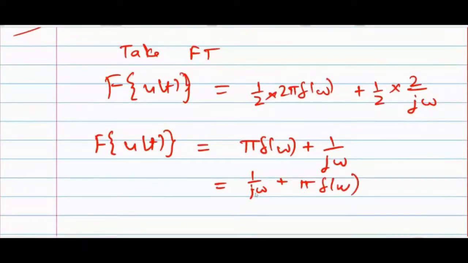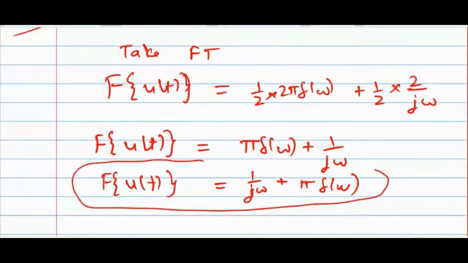In some books, you may find Fourier transform as 1 by j omega. That is incorrect because they are not considering the continuity. So this is how we can determine the Fourier transform of unit step signal. It is 1 by j omega plus pi times delta omega. It is an important result with 4 options. Even in the competitive exam, this question is there. What is Fourier transform of unit step signal? So answer is 1 by j omega plus pi times delta omega.